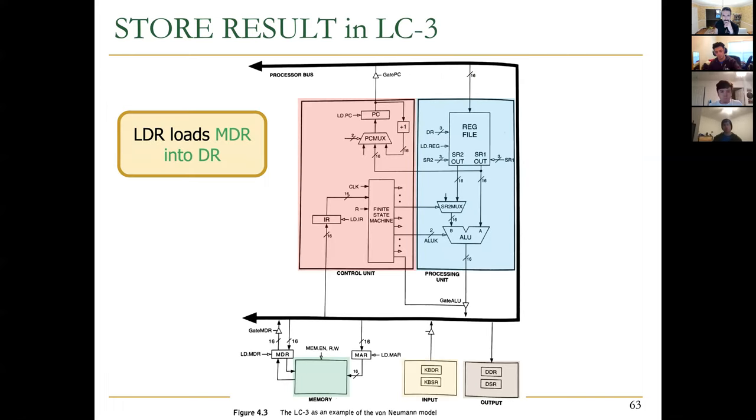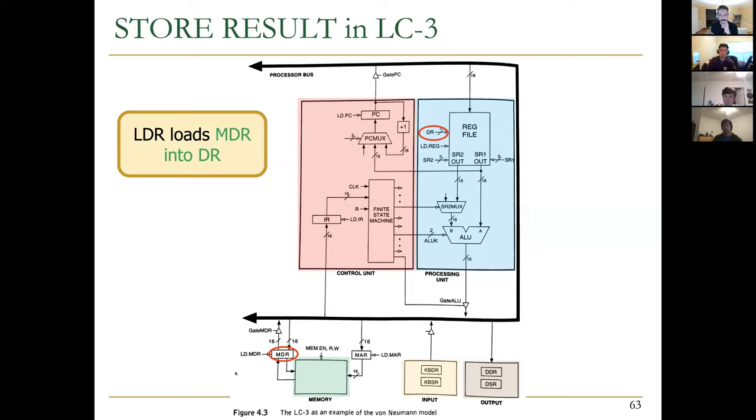Store result again, for example in LDR, loads the MDR into the destination register. In this case, you have a destination register, so you need to tell the register file what destination register you want to write to. Also, you need to send a write signal, load data into register. You need to enable this, otherwise you cannot write to the register file.